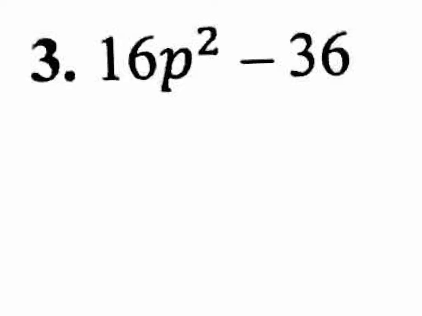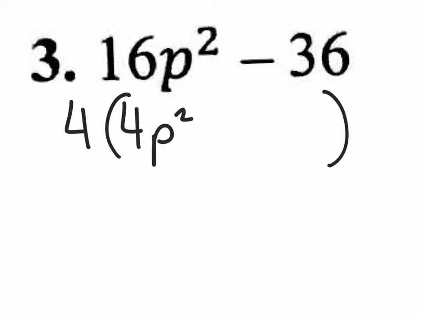Okay. What could I pull out from both terms? 4. Okay. So if we pull out a 4, what would be left? 4p squared minus 9. So why did I pull out the GCF? Because you're always supposed to try to pull out the GCF. Now, even though I do have a perfect square term here and a perfect square term there, if you're able to pull out a 4, go ahead and pull out a 4. Why? Because the inside still has perfect square terms, right? It still has perfect square terms.